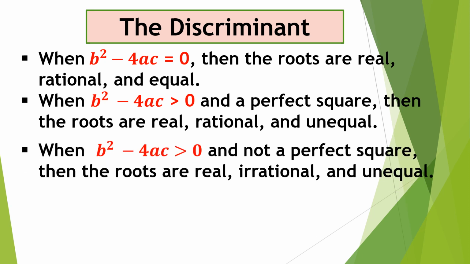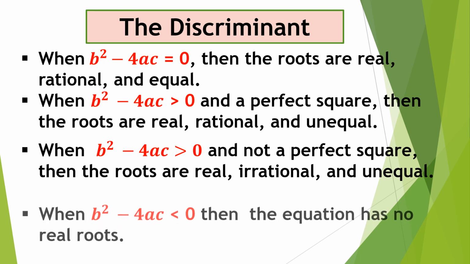Next, when b squared minus 4ac is greater than 0, so it's positive also, but not a perfect square. Unlike with the first one, where it's a perfect square, this time it's not a perfect square. Here, the roots are real, irrational, and unequal. This is the type wherein we will be getting two roots which are irrational, that is, the roots are with the presence of the radical sign.